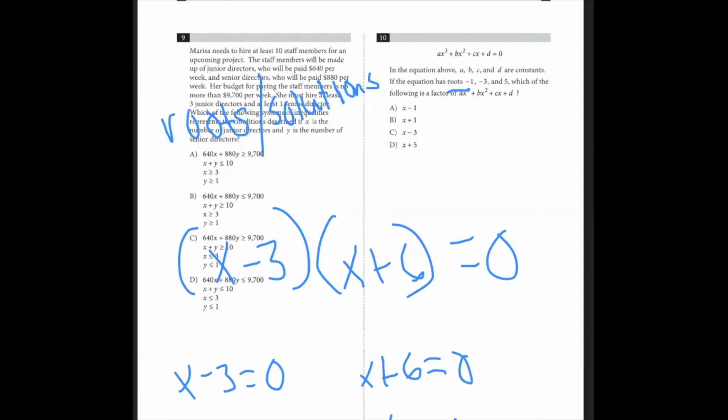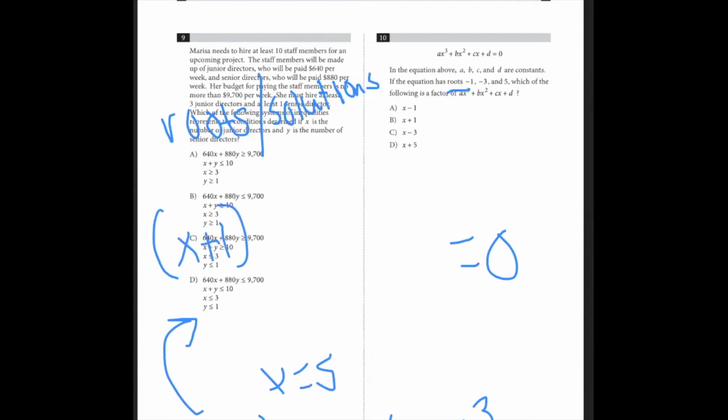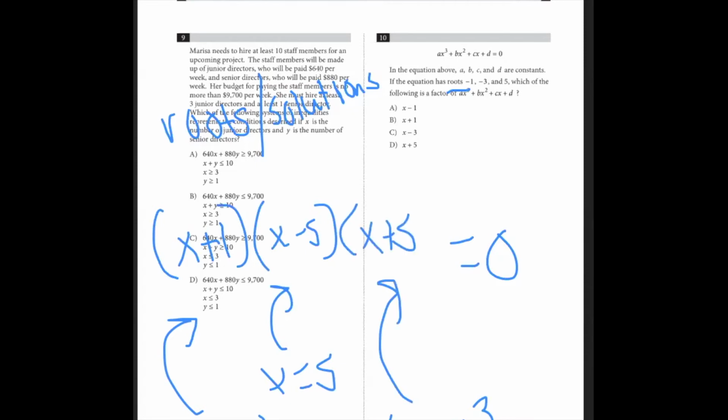It's telling you that the roots are, and let me erase all of this work, it's telling you that the roots of this, we don't even need to know the letters A, B, C, and D. It's just telling you those are random constants. It's telling you that the roots are -1, -3, and 5. So for this problem in particular, in order to get the factors, it's just the opposite. So this would be x plus 1. This one would be x minus 5. And this one would be x plus 3. And I wrote 5 again by accident.